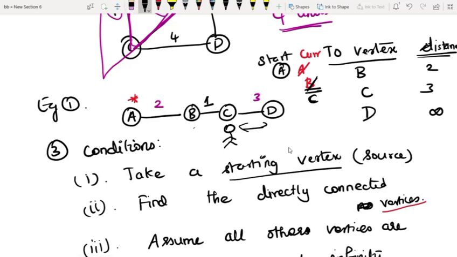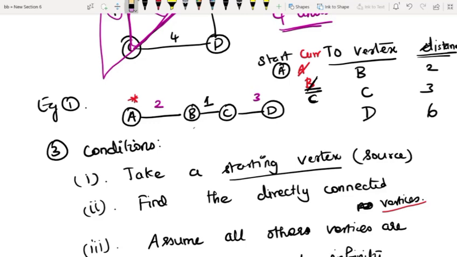Directly connected means you calculate the distance from A to D. So 2 plus 1 is 3, 3 plus 3 is 6. Total distance from A to D is 6. Is 6 less than infinity? Of course, 6 is less than infinity. Now update. You update only if the previous value is greater than the current value. If the previous value is 10 and your current value is 15, then don't update it, because the previous value itself is the shortest path. I hope it is clear.